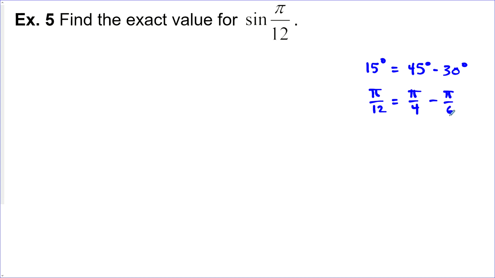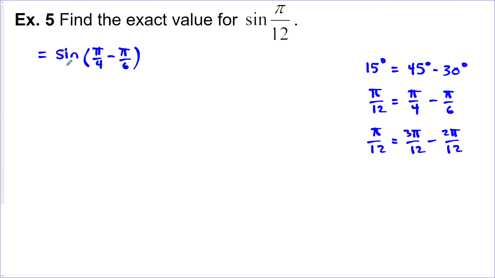And if we wrote this with a common denominator, it would be a little bit clearer what we're doing here. So this would be 3 pi over 12, and this would be 2 pi over 12. So you can see that 3 pi minus 2 pi is 1 pi over 12. Now let's rewrite this as sine of pi over 4 minus pi over 6. And now we can use sine's difference identity.